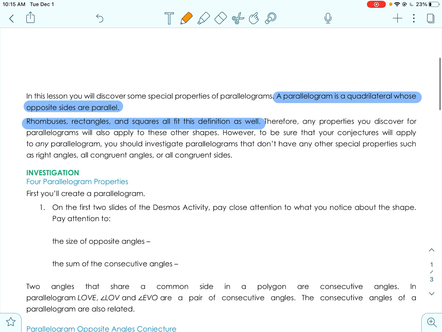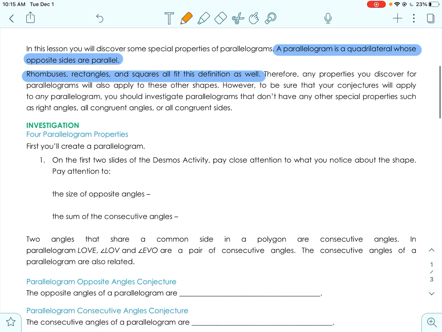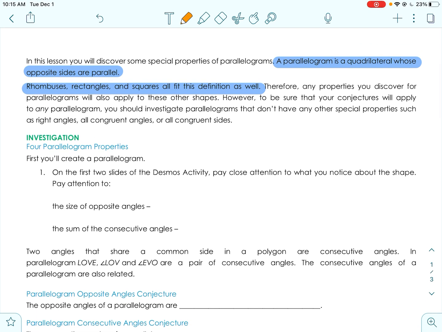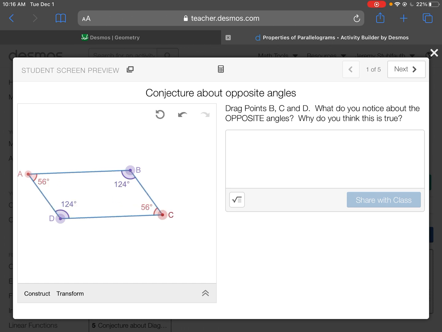The first thing that we're going to do is jump over to Desmos and look at two different properties of parallelograms. First, I want you to pay attention to the opposite angles in this parallelogram. By opposite angles, I mean angle B and D are opposite and angle A and C are opposite. They are across from each other.